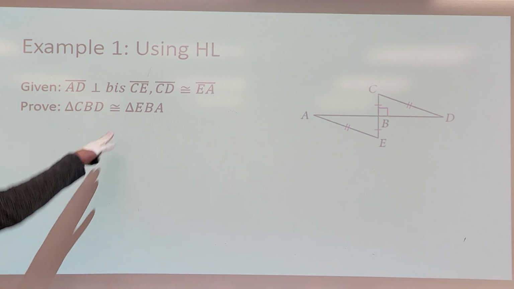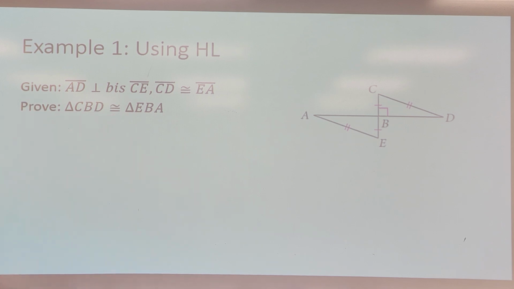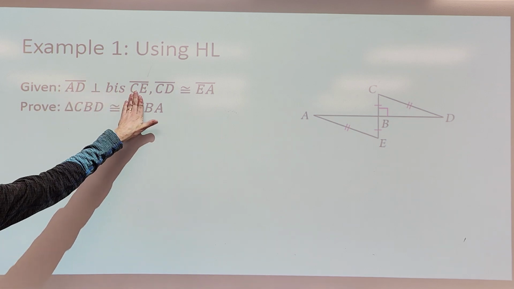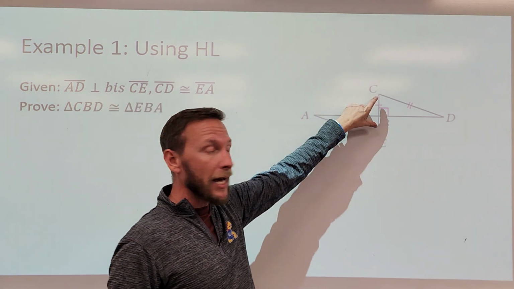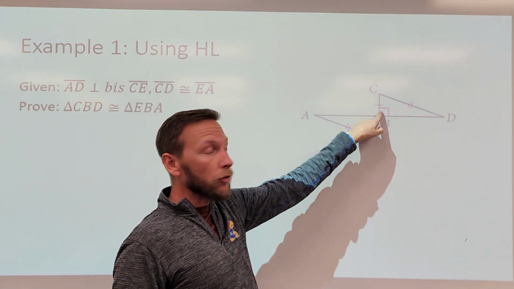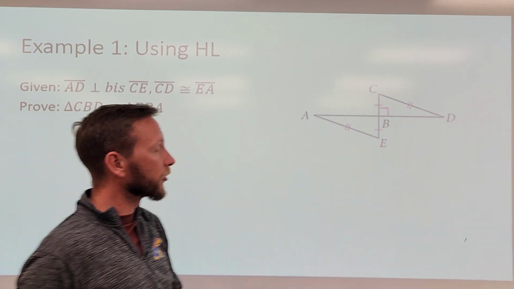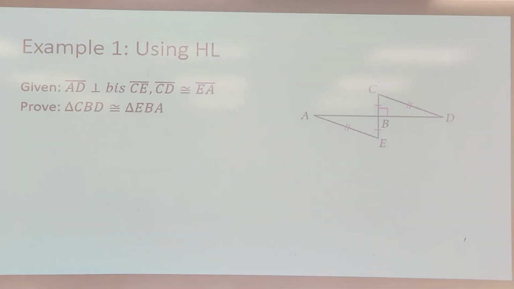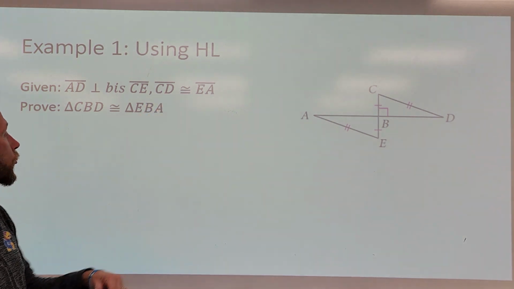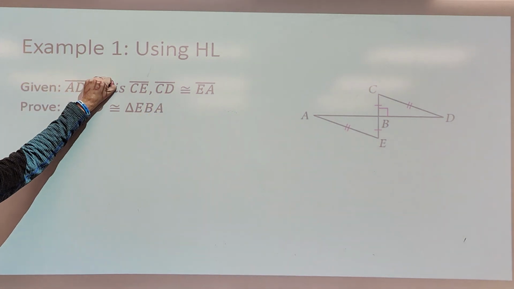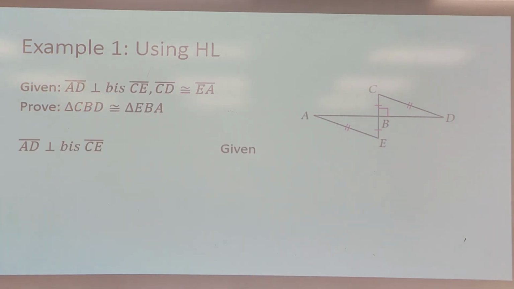So, given that segment AD is a perpendicular bisector of segment CE, and knowing that CD is congruent to EA, prove that these triangles are congruent. The way that we're going to approach this is, since AD is the perpendicular bisector of CE, it means that it is making right angles at B, and it is cutting segment CE into congruent parts. And then of course we have the hypotenuses given as congruent also. So based on this information, we mark the diagram accordingly.